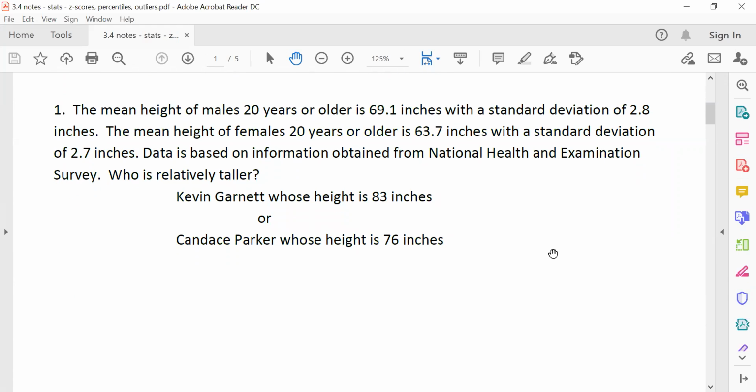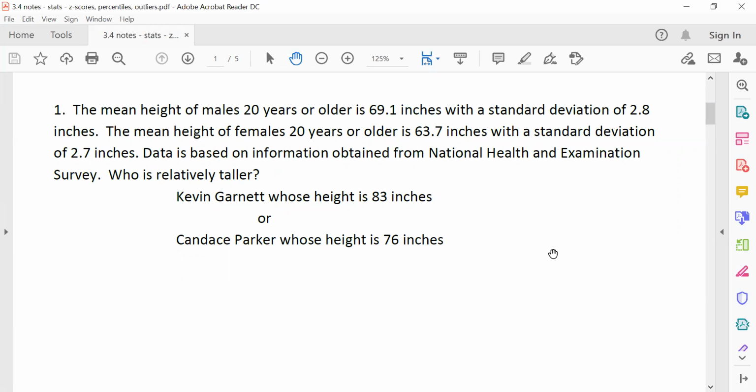The mean height for males aged 20 or older is 69.1 inches. So adult males on average are 69.1 inches tall. That's about 5'9", with a standard deviation of 2.8 inches. The mean height of adult females is 63.7 inches, so almost 5'4", with a standard deviation of 2.7 inches.